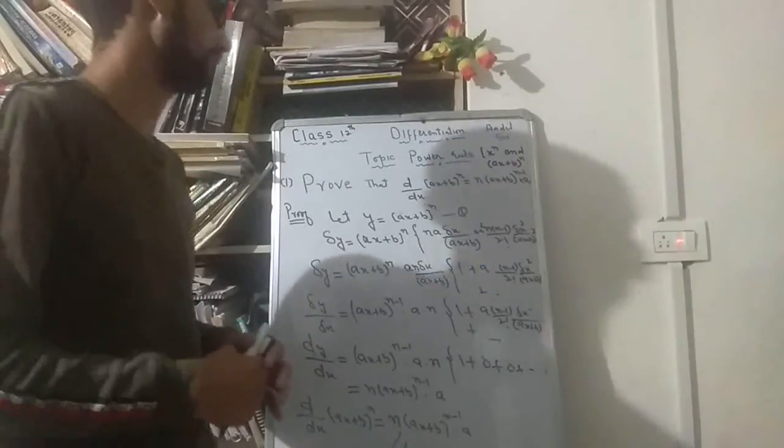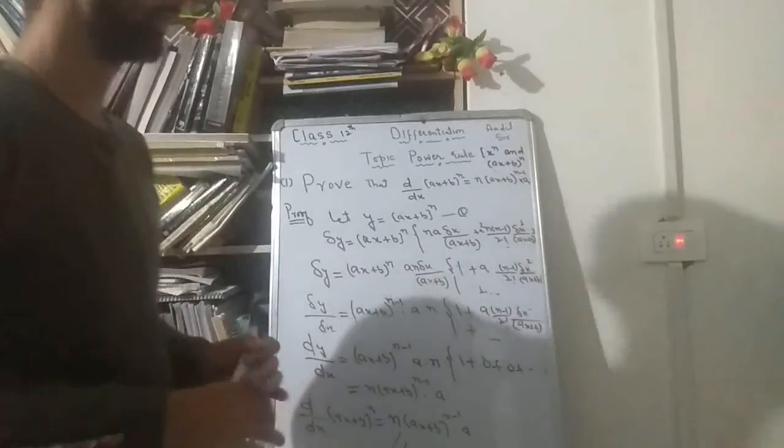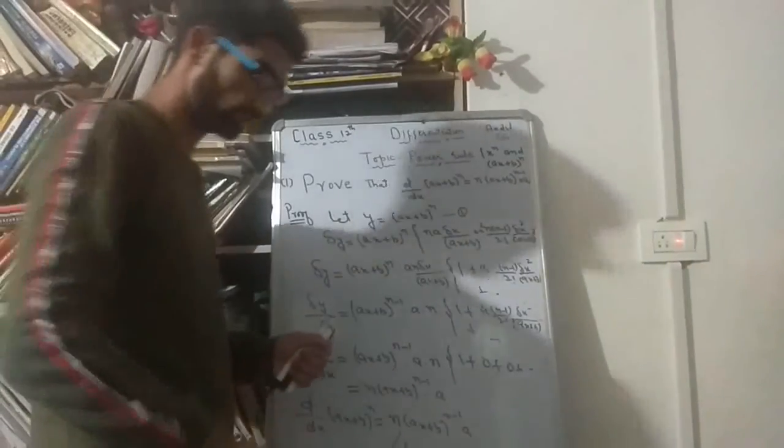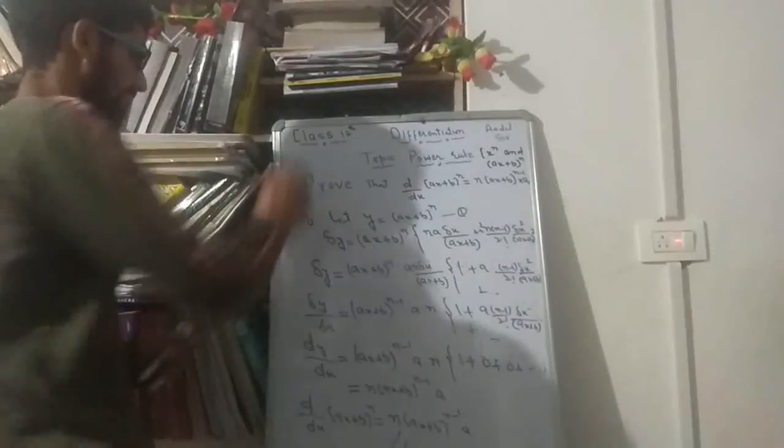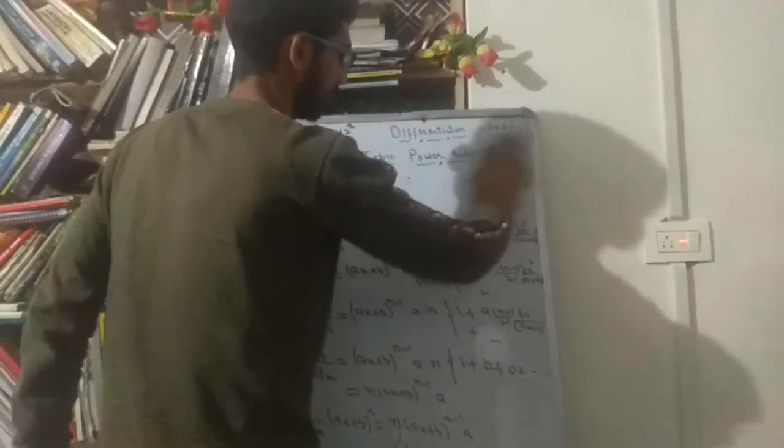Now it is enough for today. Hope you have understood it. Inshallah, tomorrow we will go for another method. This was the power rule, and we will go for another, and we will find out the derivative of some trigonometric functions also. So this is enough for today.